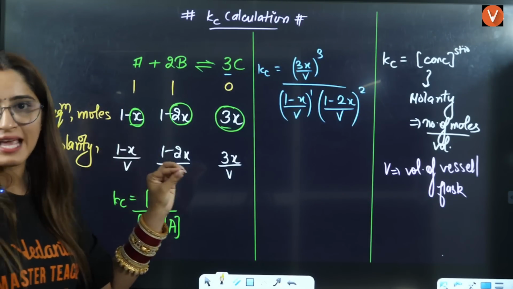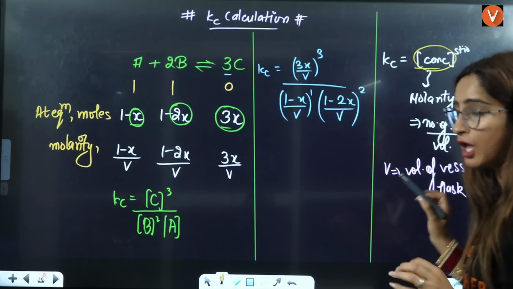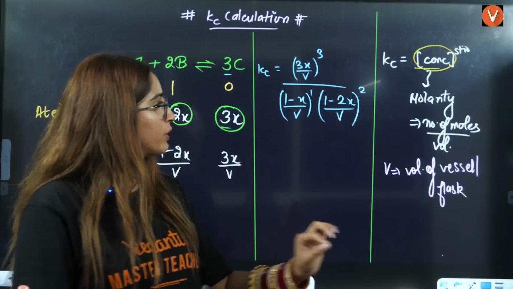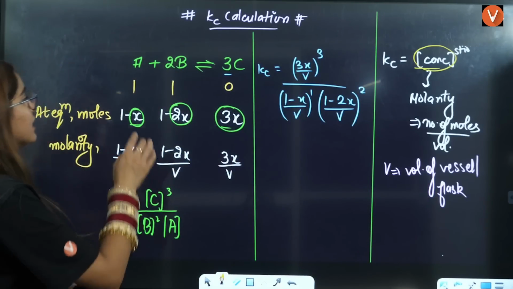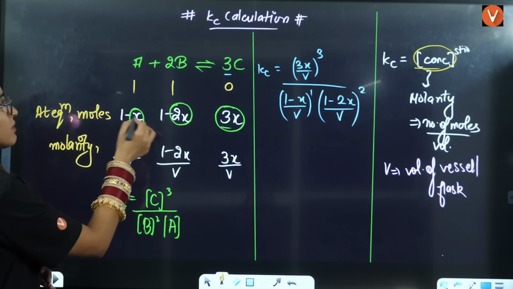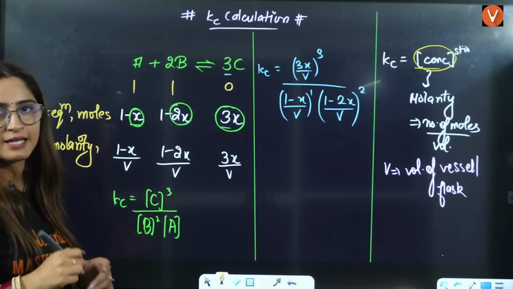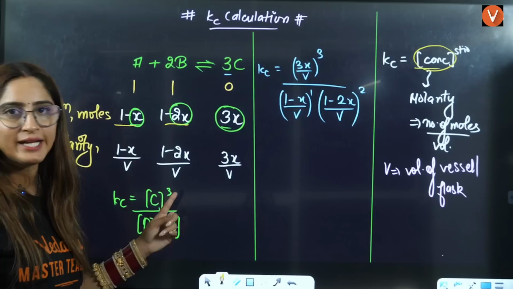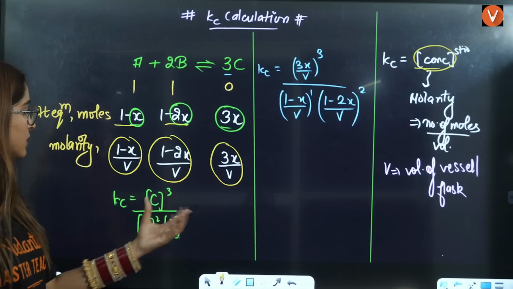Now, for Kc calculations, always remember that we use concentration raised to the power of stoichiometry. Concentration is usually in molarity, so we use number of moles divided by the volume of the vessel or flask. Firstly, take initial moles as 1 if nothing is given. Then 1 minus x multiplied by stoichiometry, and x multiplied by stoichiometry is added on the product side. You take the total moles, and when you divide by the volume in liters, you get the concentrations. Once you know the concentrations of A, B and C, put them directly into the formula.